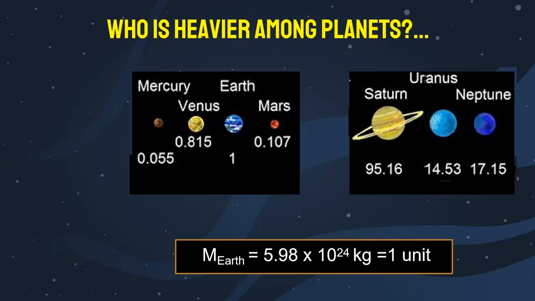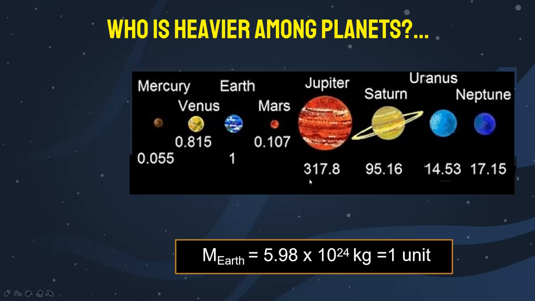Saturn, 95.16 times heavier. Oh my god. Then Jupiter, it's 317 times. That means among all the planets, Jupiter is the heaviest planet, isn't it?